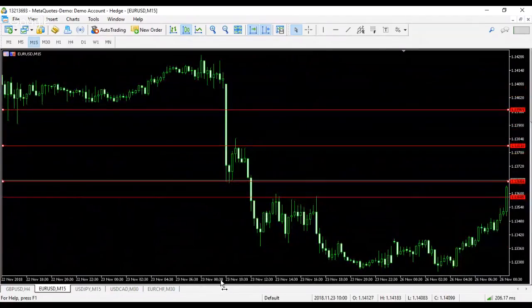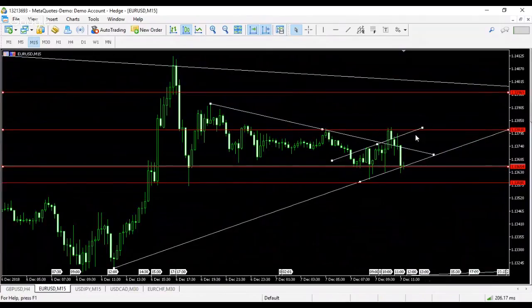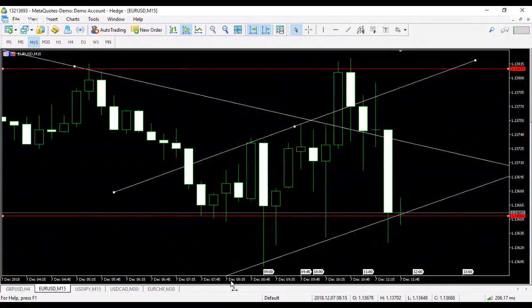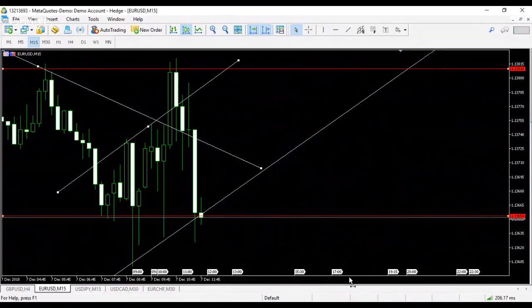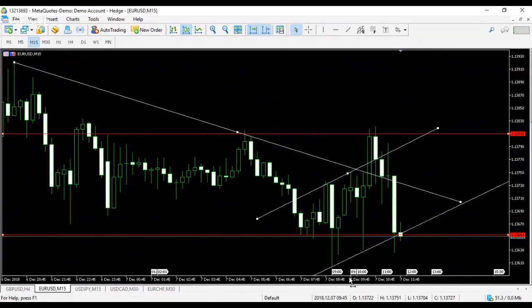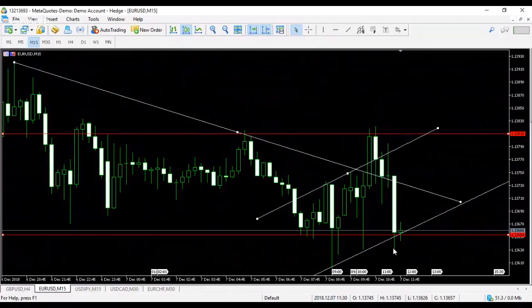Let's zoom in again and see. It's still inside, meaning that it's still gonna play inside the triangle. And remember, guys, this rule applies to each and every time frame that you might encounter. So we wait, we wait, we wait. Let's be patient. You must allow the market to move.